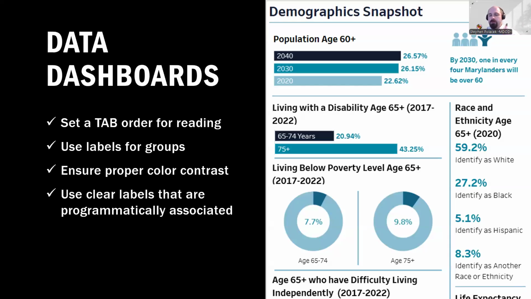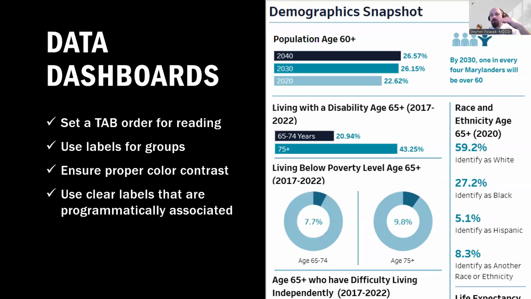But if I go to that with a screen reader, then I want to be able to hear those labels. So in this case, population age 60 plus. If I go into that chart, so I press enter in order to enter that group, and then I start moving through the parts of it, what I want to hear is 2040, 26.57%, 2030, 26.15%, because each bar is focused in order, but it has two textual labels that go with it. And I want those to work with that so that I can hear it as I move through the chart.